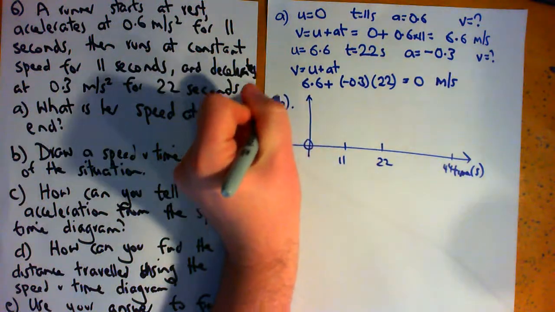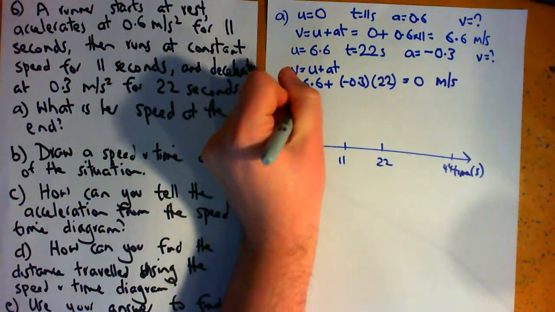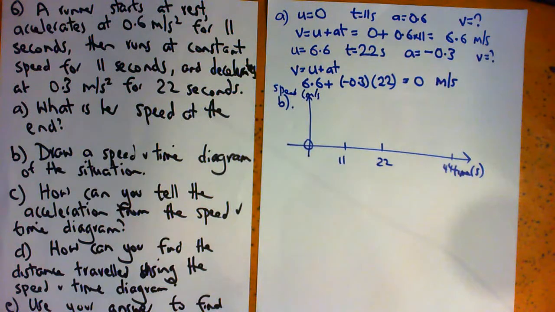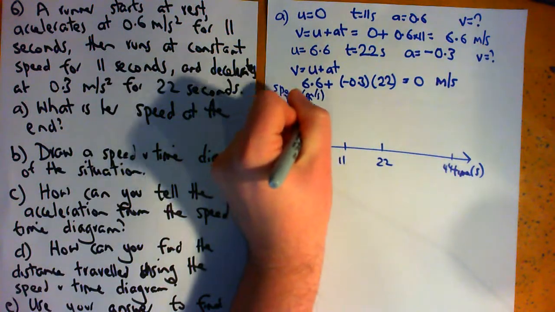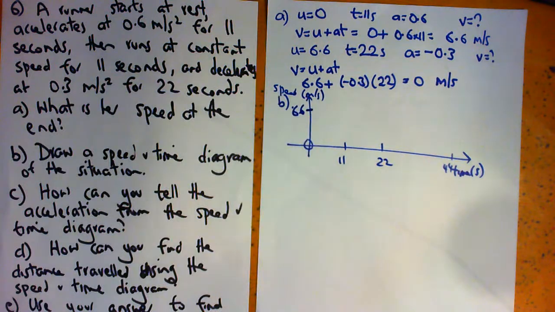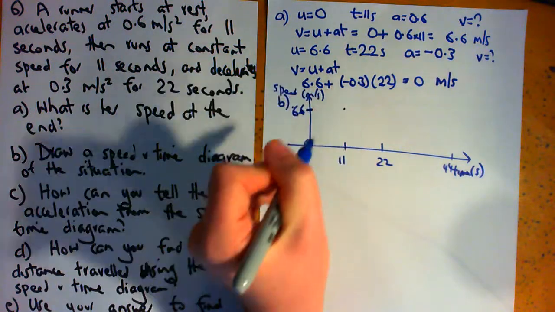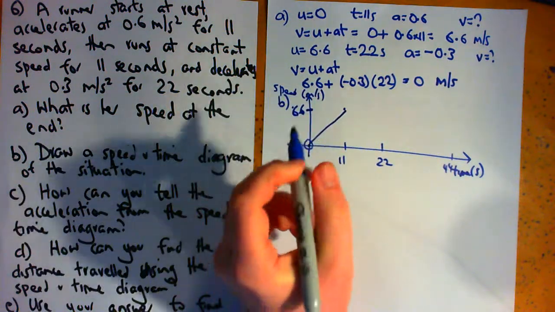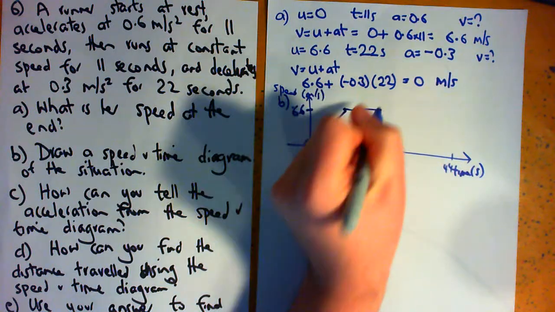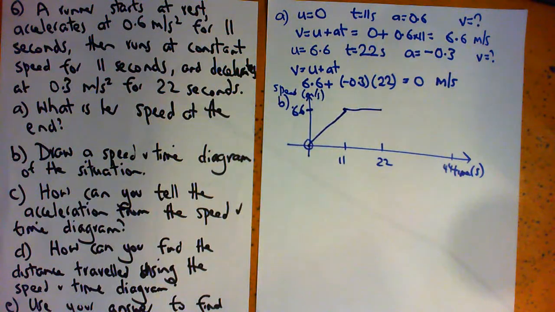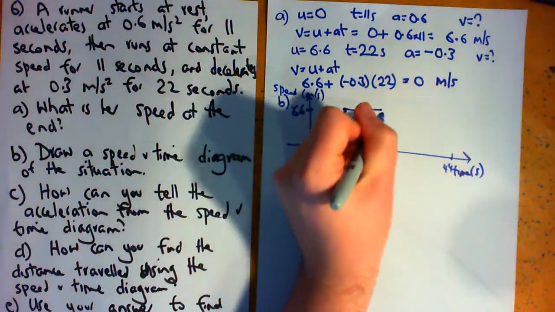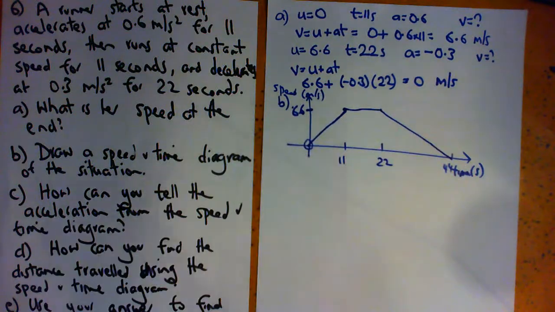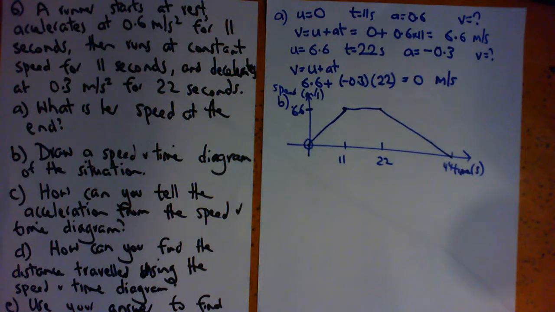So on this axis we're going to have speed in meters per second. The key value of speed we've found already to be 6.6 meters per second. So at 11 seconds, they are going to be going at 6.6 meters per second. They're going to continue at 6.6 meters per second between 11 seconds and 22 seconds. And at 44 seconds, they are going to come to rest. So that's what our speed versus time diagram looks like.